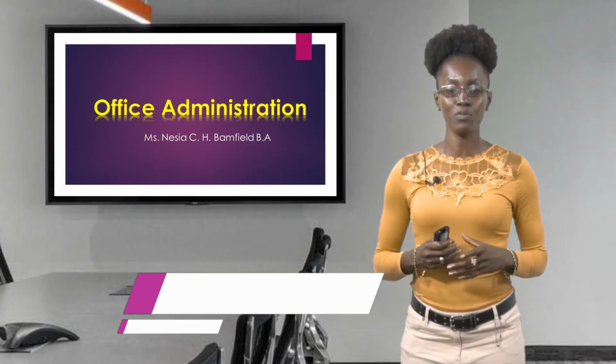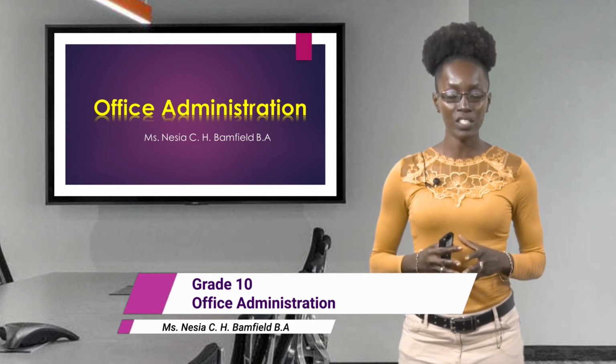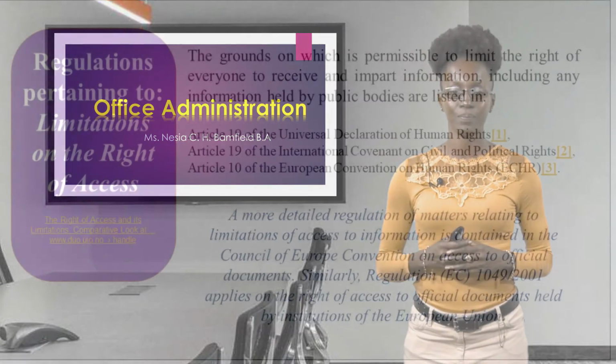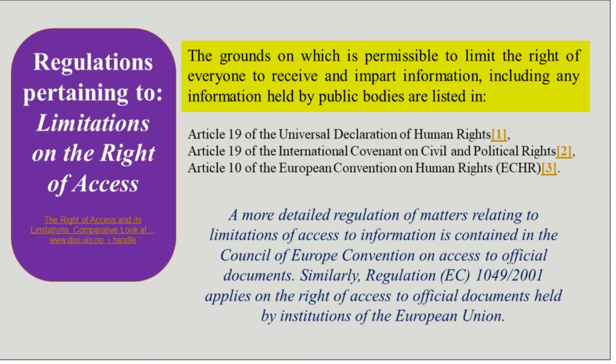Let us now look at the regulations pertaining to limitations on the right of access. The grounds on which it is permissible to limit the right of everyone to receive and impart information, including any information held by public bodies, are listed in Article 19 of the Universal Declaration of Human Rights, Article 19 of the International Covenant on Civil and Political Rights, and Article 10 of the European Convention on Human Rights.